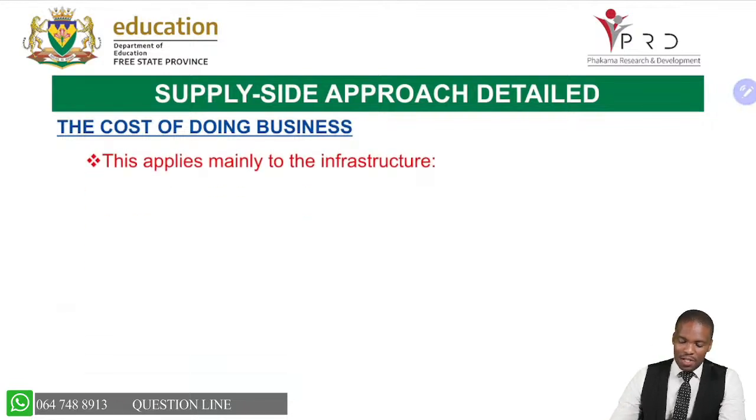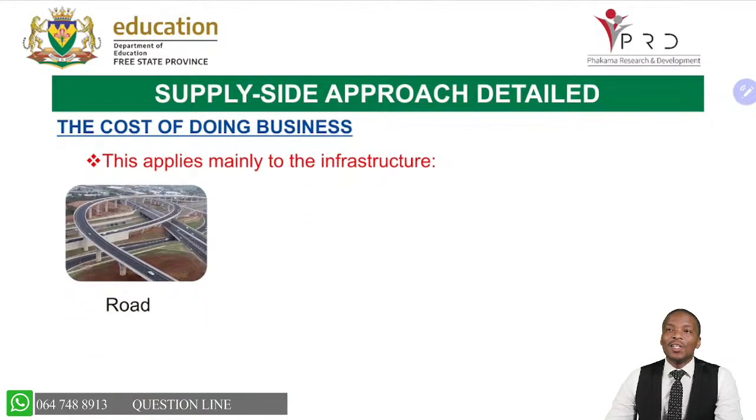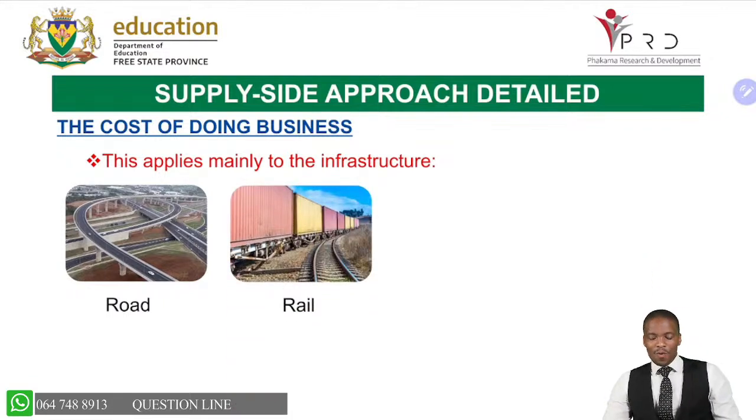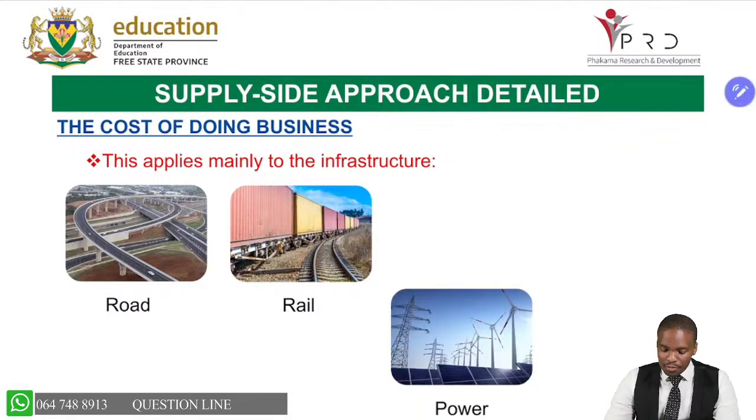Cost of doing business. This applies to infrastructure, the roads. We can assess the state of the roads where businesses are operating to say, are they efficient? Do they allow goods to move from point A to point B? The railway, is it efficient? Can the cargo move a very long distance from point A to point B? This cargo will allow businesses to transport their goods, especially those that are fragile.